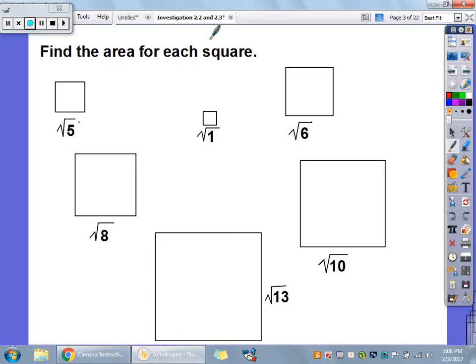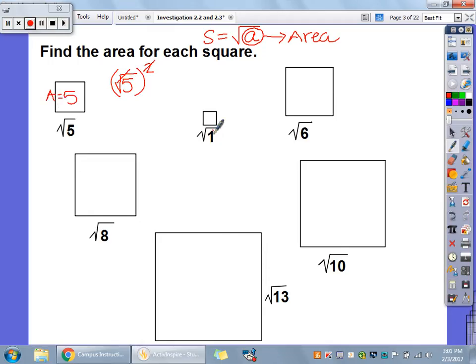Now, the other way. Again, if we think about the side length being equal to the square root of the area, the number that's underneath the radical sign tells you what your area is. All you have to do is just square this. So if we do the square root of 5 squared, this is going to cancel with this, and what you'll be left with is the area. So the area is equal to 5.